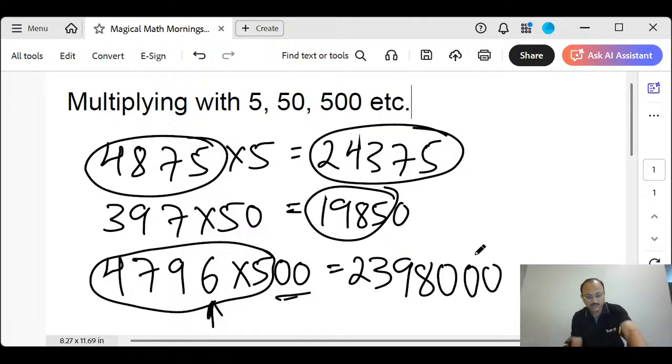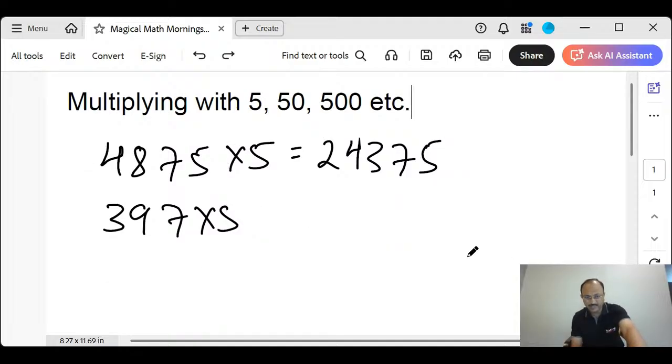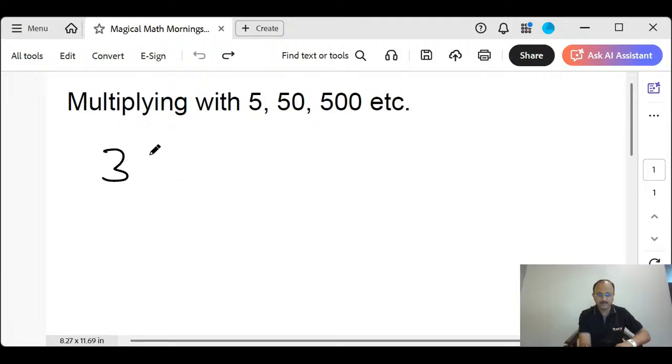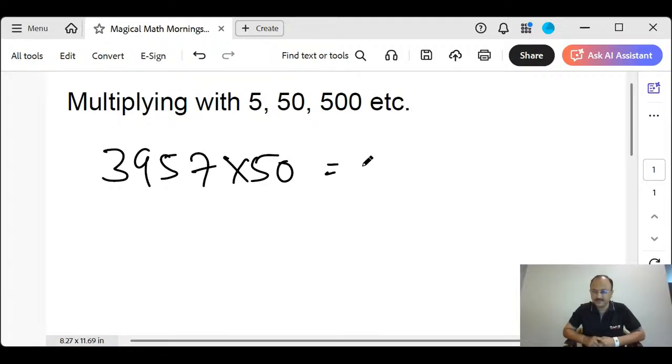Okay, one last one before we wind up. Let's take little bigger number. Maybe let me take all odd numbers. 3957 into 50. Equal to what? Do this.